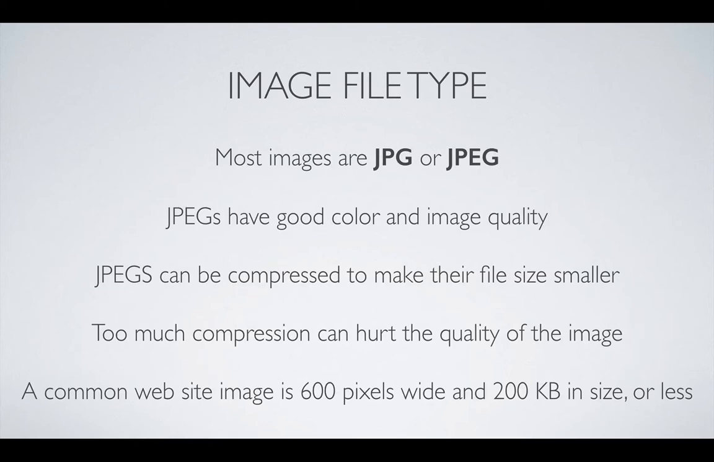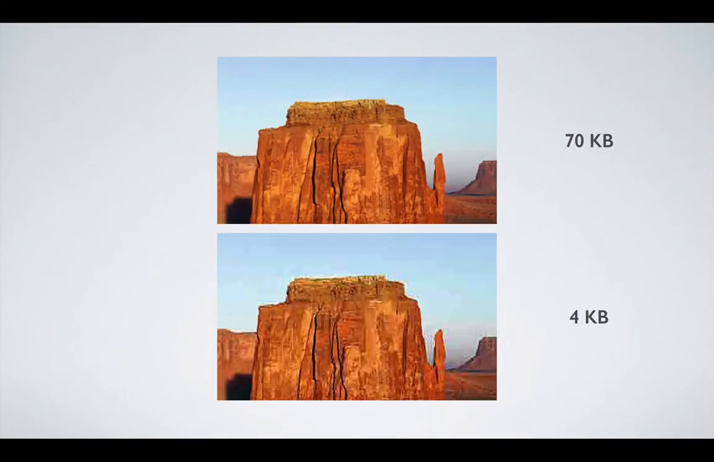Let's take a look at what a JPEG might look like. Take, for example, the image at the top. This is an image which is 70 kilobytes on the disk. Now, in JPEGs, you can compress the image so that below we have the same image at 4 kilobytes. This is much smaller in terms of image file size, but you'll notice that the quality of the image is much worse, especially the fringing around the edge of the mountain where it meets the sky. So obviously you want to have a good balance of image file size and image quality.